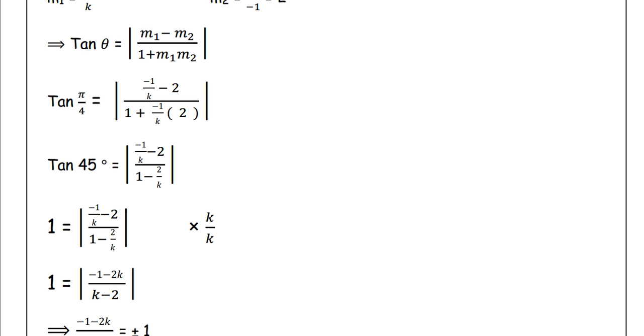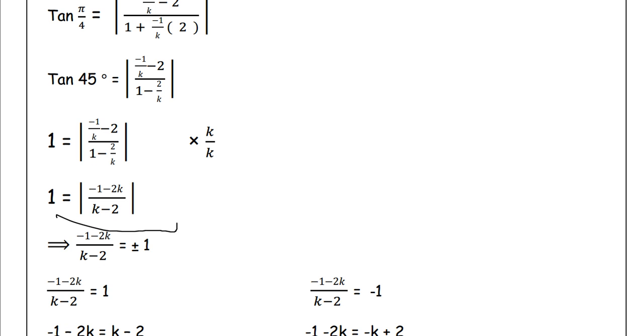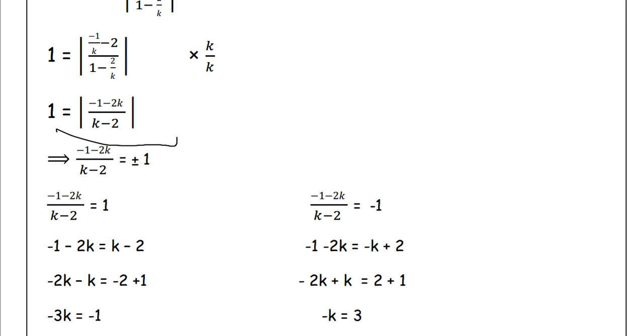So negative 1 minus 2k over k minus 2 equals positive or negative 1. If I have an absolute value equals a number, for example absolute value of x equals 2, then x equals 2 or negative 2. So to remove the absolute value from your equation, the answer will be positive or negative 1. So we have two solutions. The first solution will be equal to 1, and the second solution will be equal to negative 1. So negative 1 minus 2k over k minus 2 equals 1.